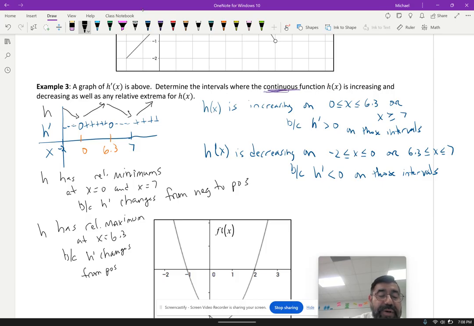Now, I'm abbreviating a lot of stuff here. Maybe you shouldn't abbreviate, but I'm trying to quickly write the ideas that I'm saying out loud. So I know that h has a relative maximum at 6.3 because my derivative changes from positive to negative. That means it goes from increasing to decreasing, right? So this is how we can analyze number 3.